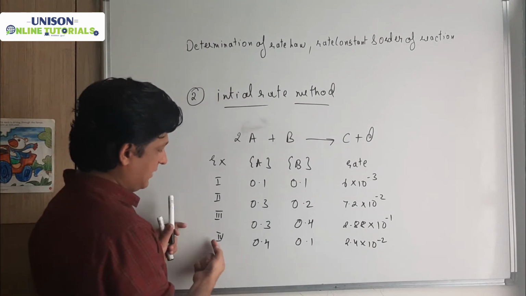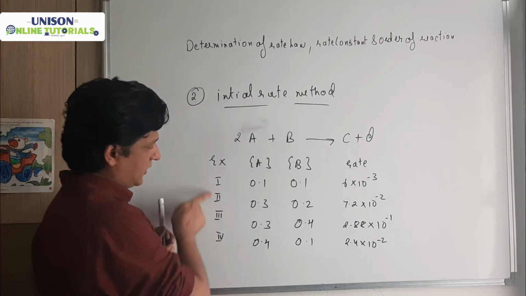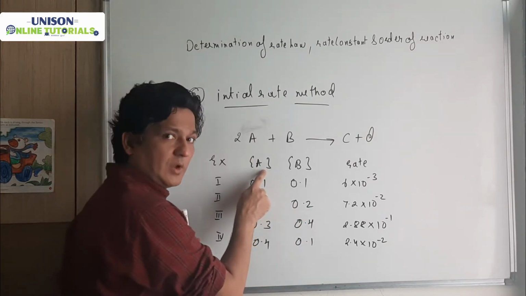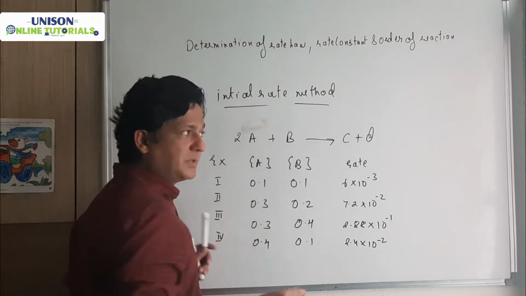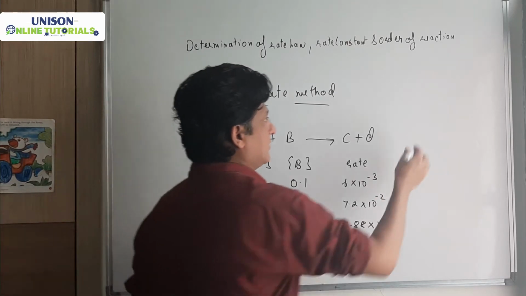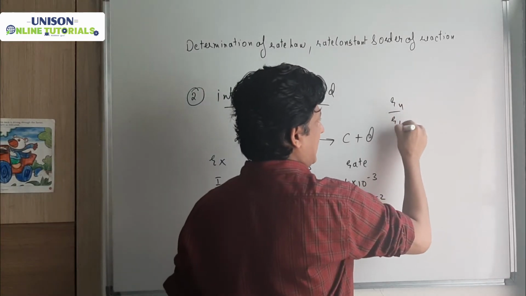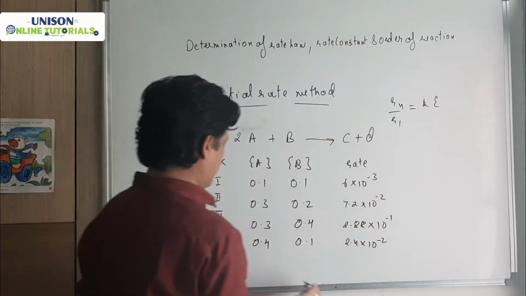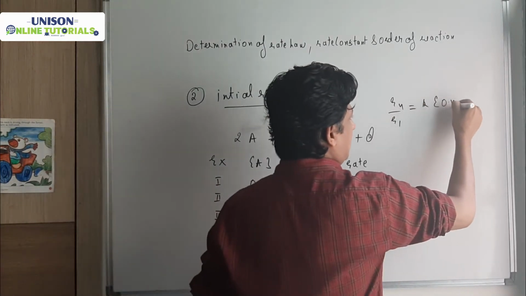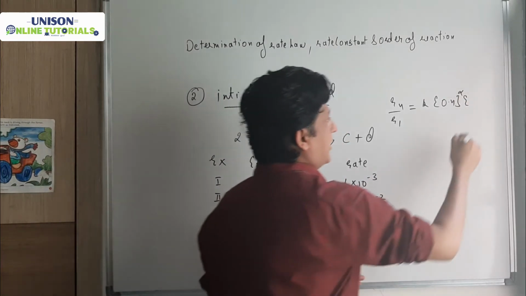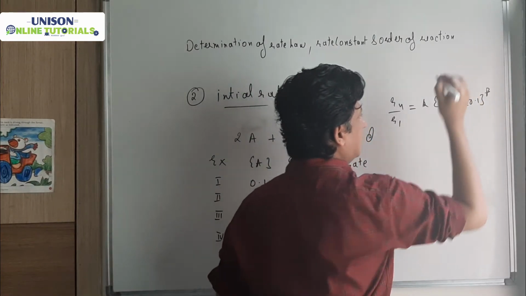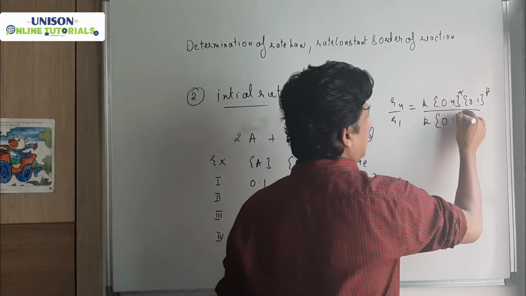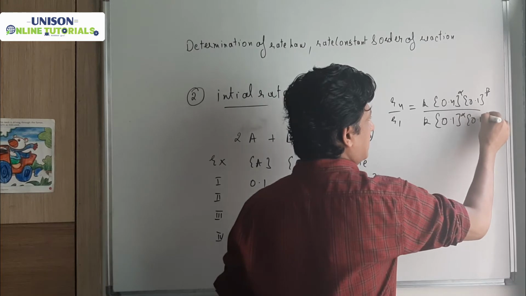First of all, what will we do? We'll calculate rate 4 upon rate 1. Rate 4 upon rate 1. And the order with respect to A we'll take as alpha and with respect to B we'll assign beta. Clear? So rate 4 by rate 1 equals k (0.4)^alpha (0.1)^beta upon k (0.1)^alpha (0.1)^beta. Clear?